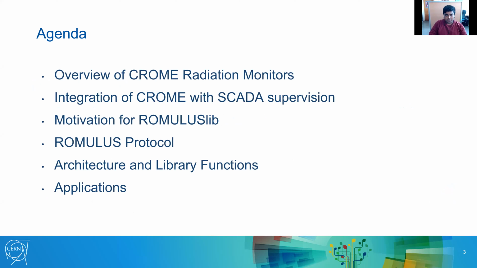Then we'll talk a little bit about how it's integrated with the SCADA supervision system and what motivated us to develop this library. Following this, I'll discuss the details of the Romulus protocol and how it's implemented in the library structure and what kind of functionalities are offered through the library, followed by the applications on how it is being used currently at CERN and at the European Spallation Source, ESS.